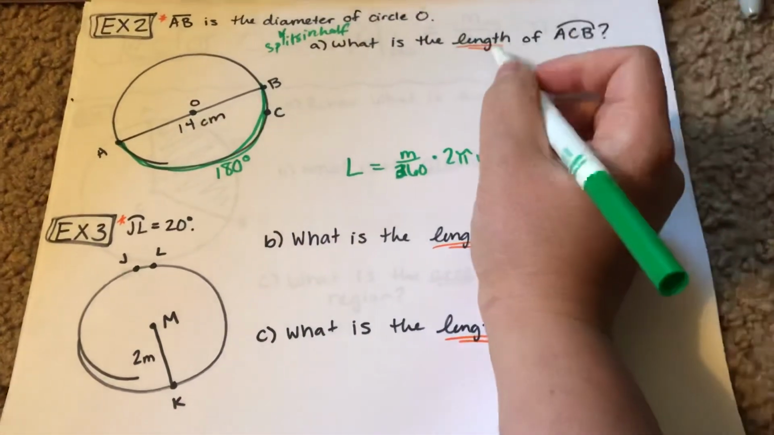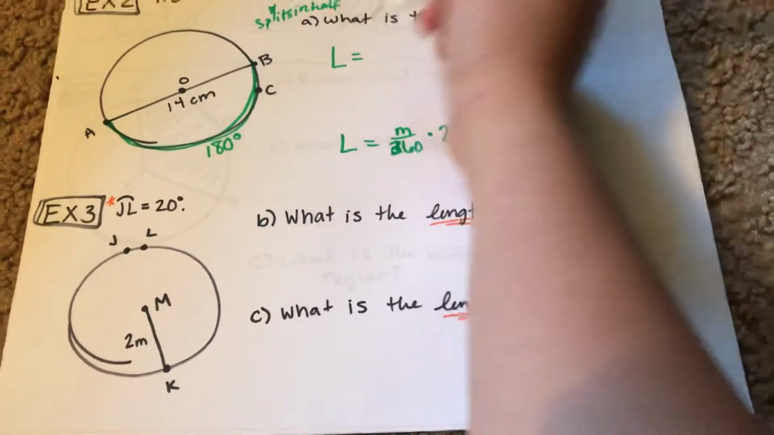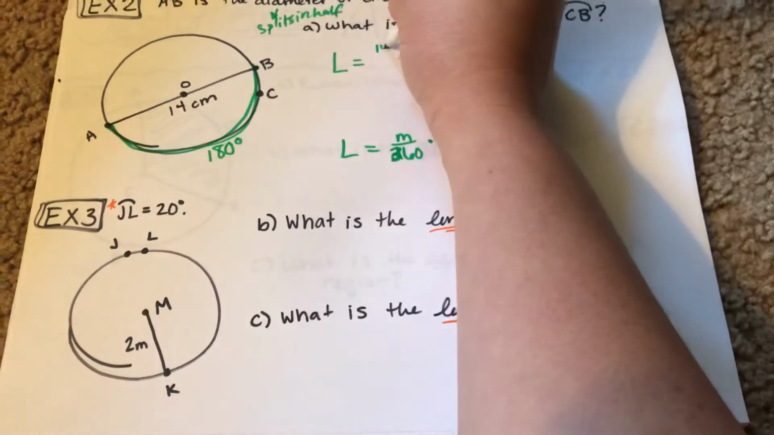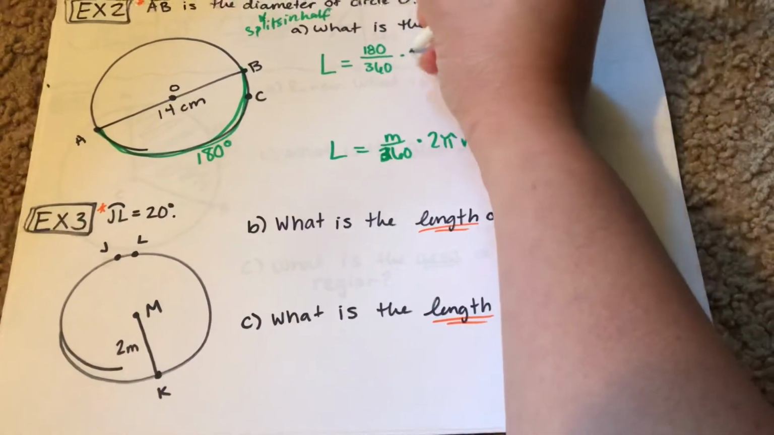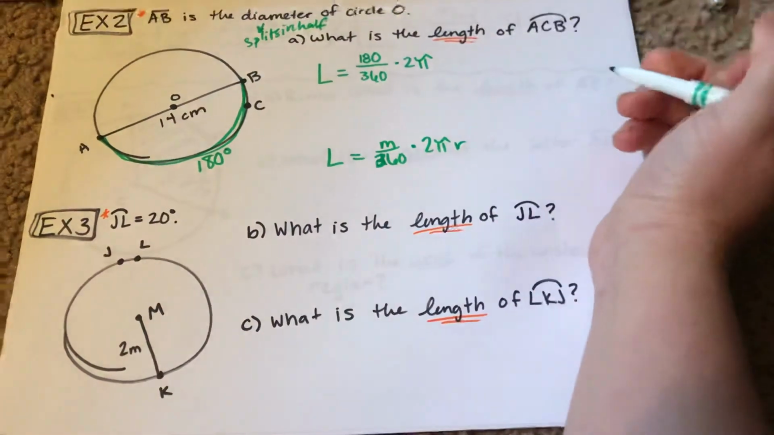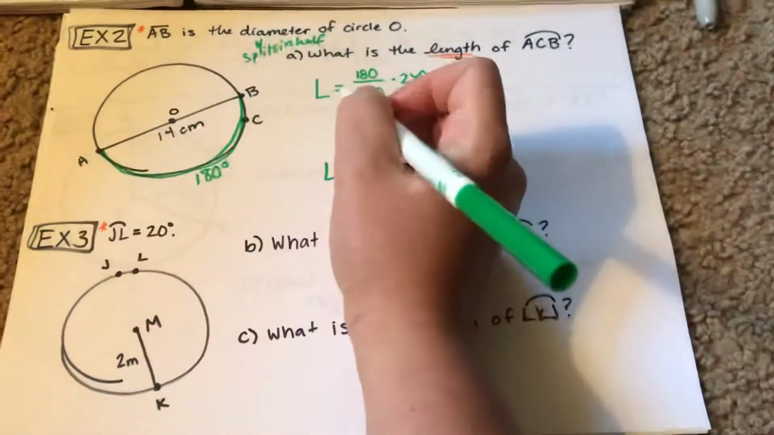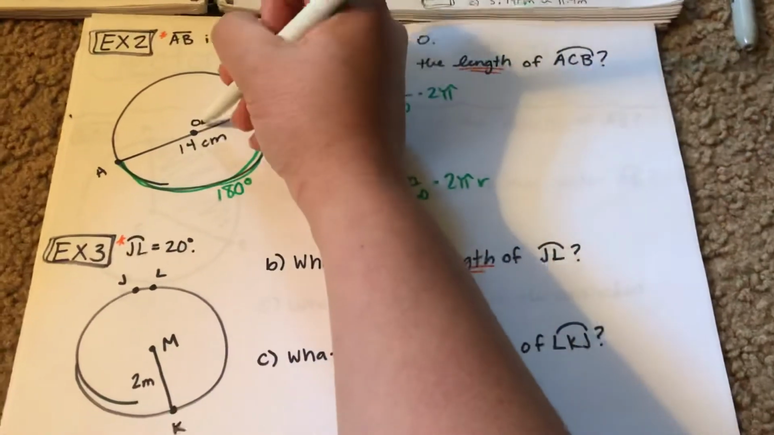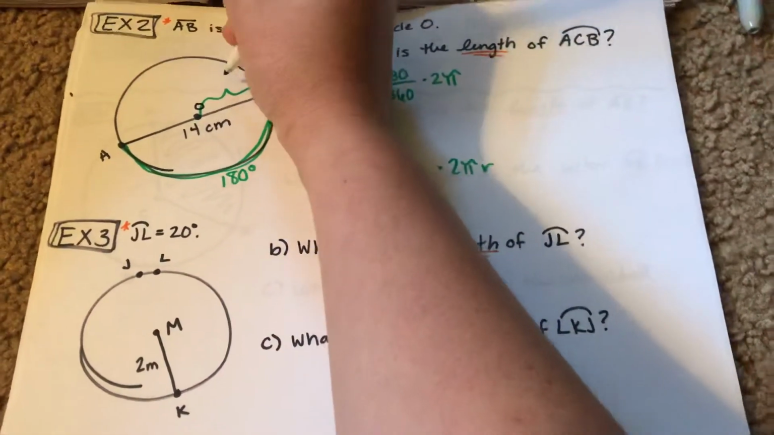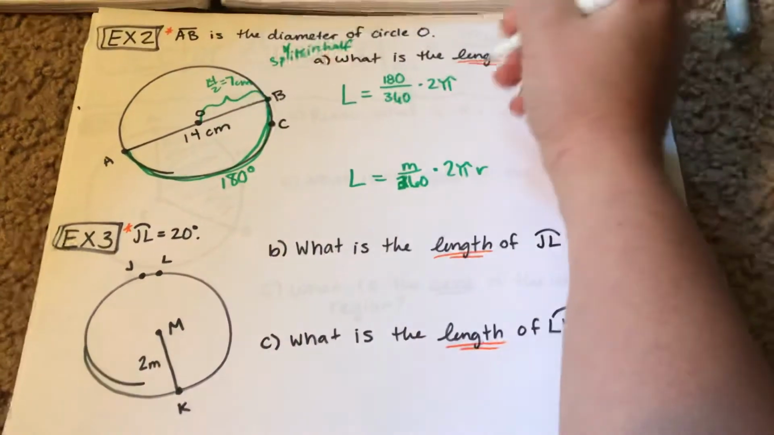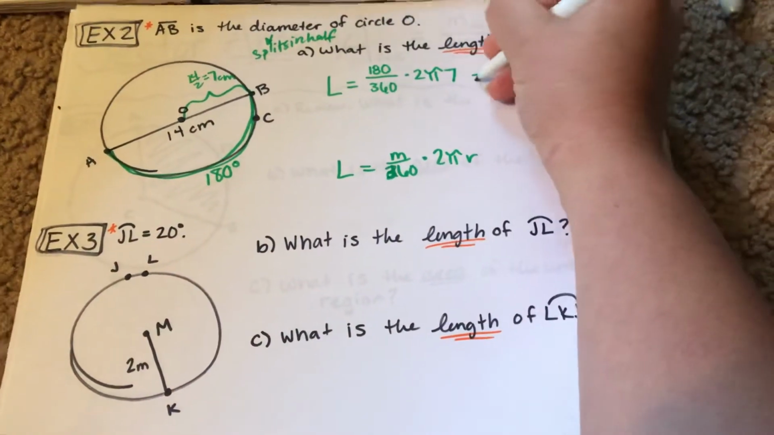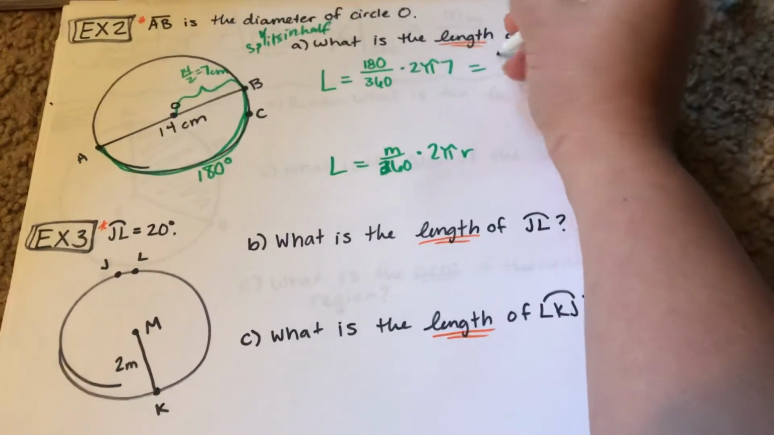So now if we're looking for the length, we need length equals the measure, we said it's 180 degrees, out of 360 total, times 2 times pi times our radius. Now the radius is half of the diameter. If we know our diameter is 14, we're just looking for this piece. 14 divided by 2, you end up with 7 centimeters as our radius.